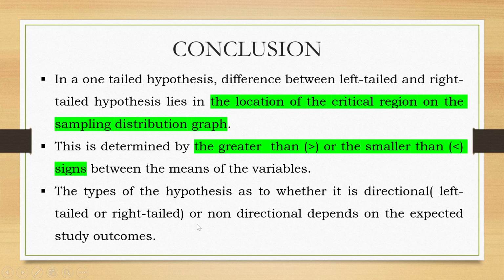Therefore, in conclusion, in a one-tail hypothesis, the difference between a left tail and a right tail hypothesis lies in the location of the critical region on the sampling distribution graph, and this is determined by the greater-than or smaller-than signs between the means of the variables. The type of hypothesis, as to whether it is directional, that is, left tail or right tail, or non-directional, depends on the expected study outcomes.